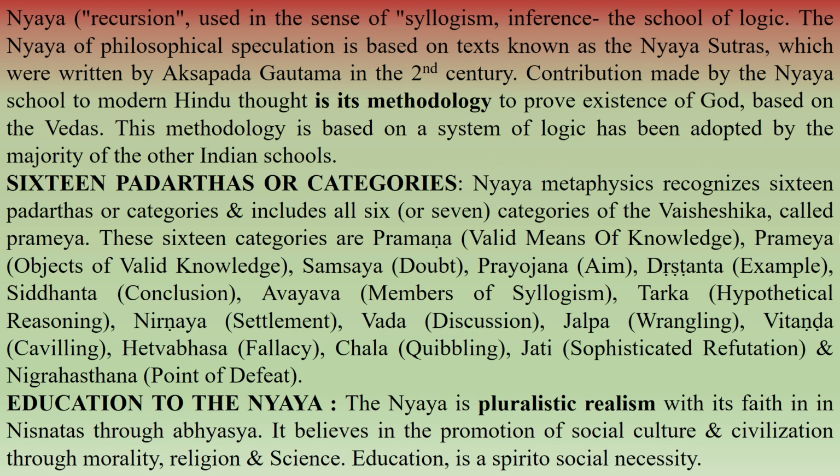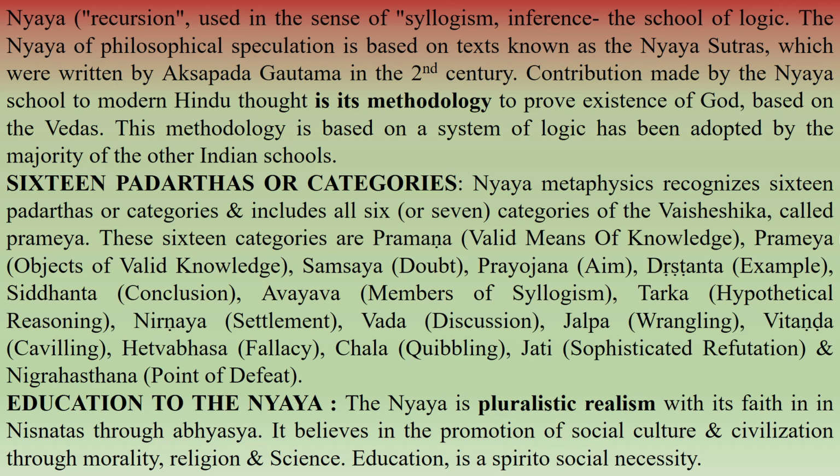Nyaya, the Sanskrit word nyaya, which literally means recursion, used in the sense of syllogism, inference, is the name given to one of the six orthodox or Astika schools of Hindu philosophy, specifically the school of logic. The Nyaya school of philosophical speculation is based on texts known as Nyaya Sutra, which were written by Akshapada Gautama in the 2nd century CE. The most important contribution made by the Nyaya school to modern Hindu thought is its methodology to prove the existence of God based on the Vedas.